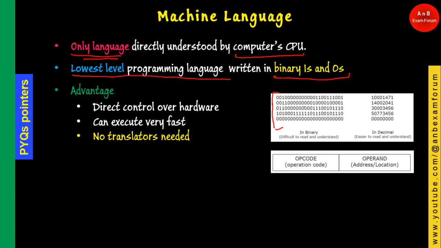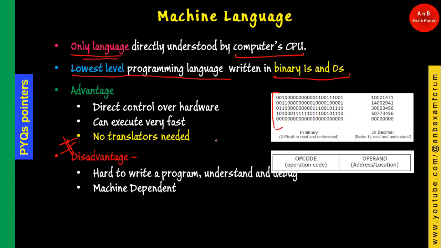The good thing is that for this particular language we have direct control over the hardware. So if you are able to write a program in terms of 0s and 1s, you can directly control the hardware with these 0s and 1s. And since it is very close to the machine, it can execute those instructions very fast. And the very important one, you need not translate anything. So no translators are required.